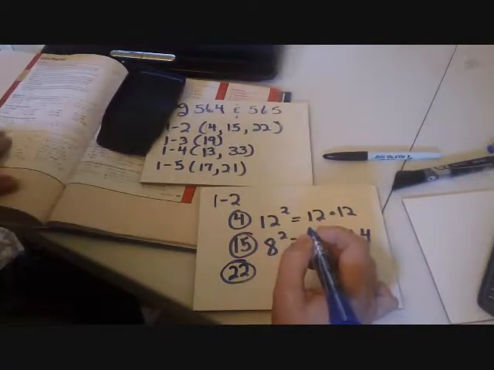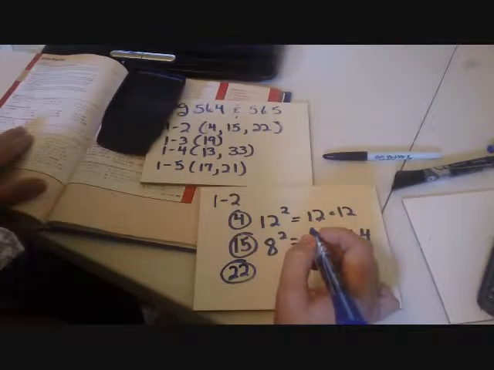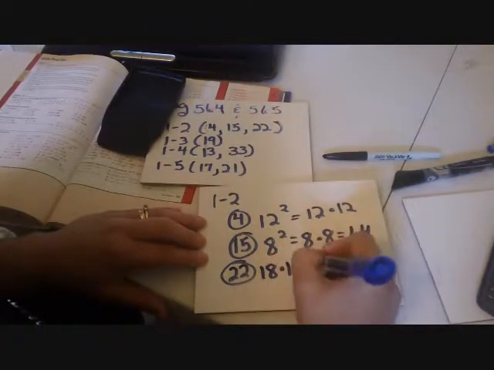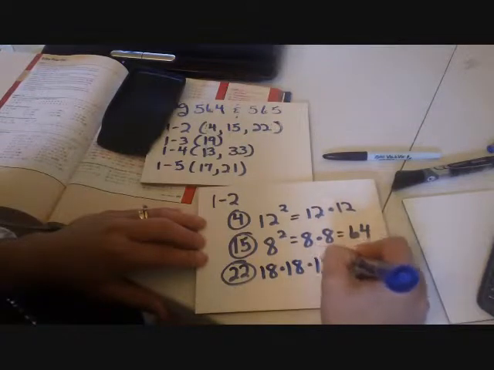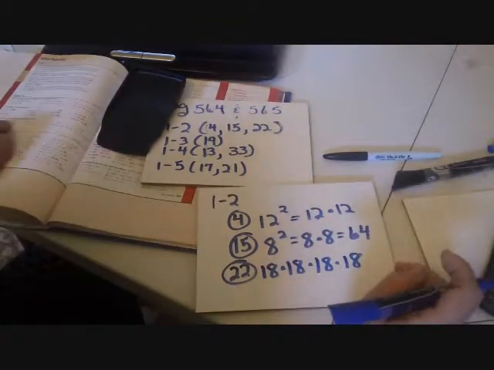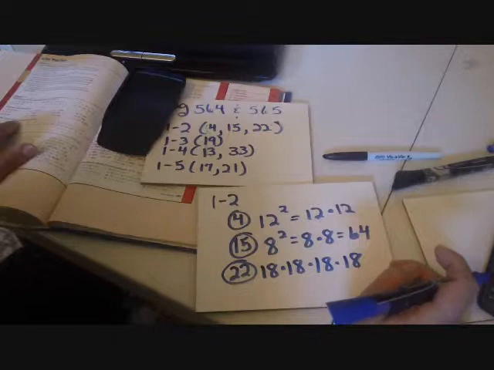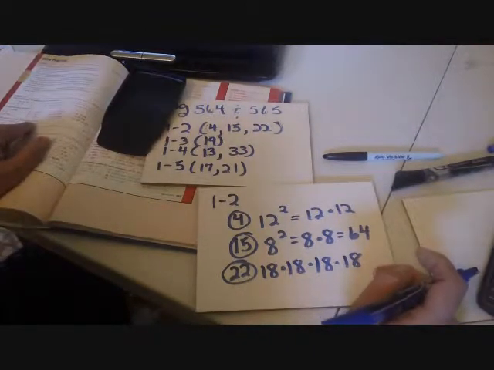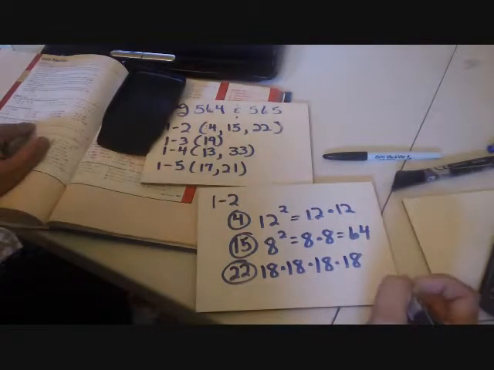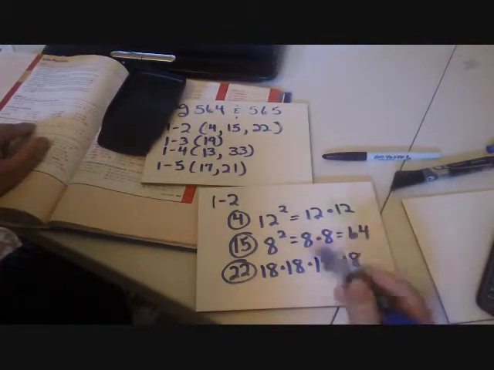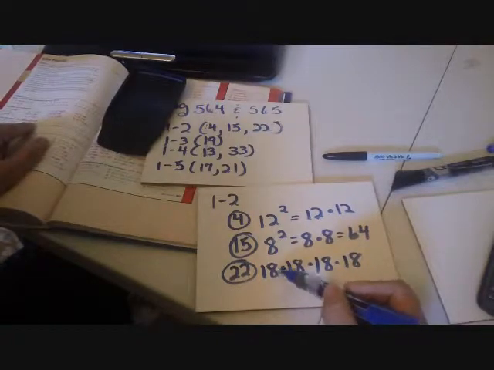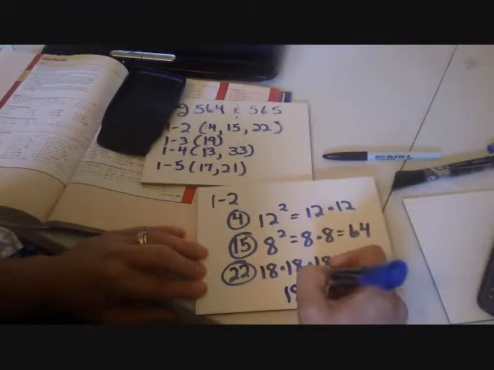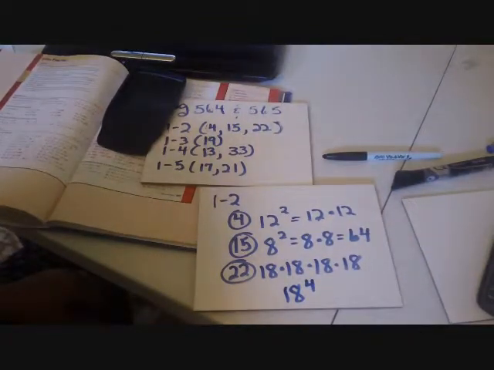Alright, the next one from this lesson is number 22. Number 22 is 18 times 18 times 18 times 18. And the directions say write each product in exponential form. Well, when we write something in exponential form, we write it using exponents. So I count how many 18s I have: 1, 2, 3, 4. And so it would be 18 to the 4th power. That would be how I would write that.